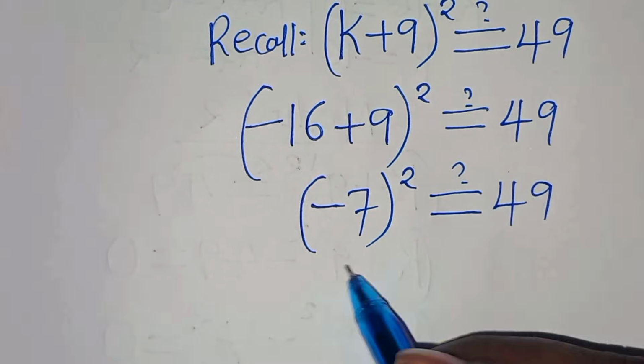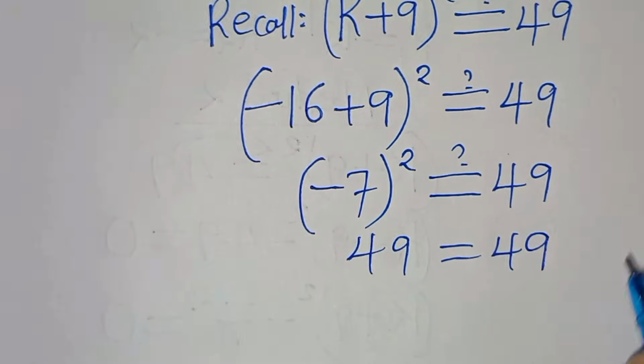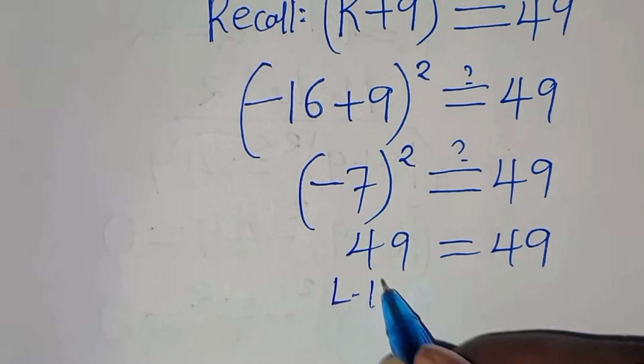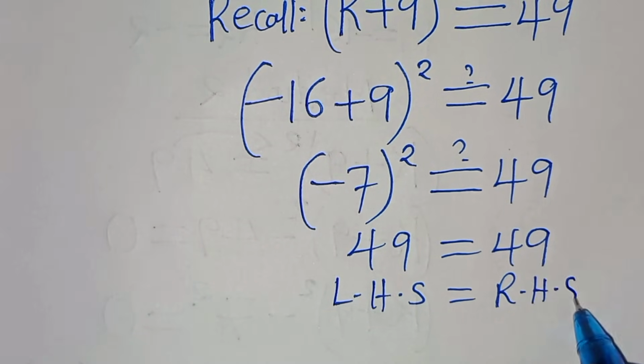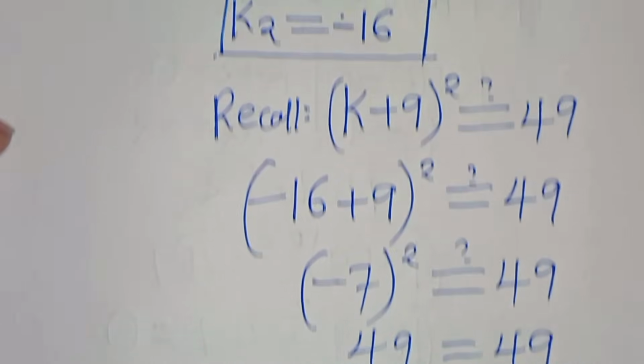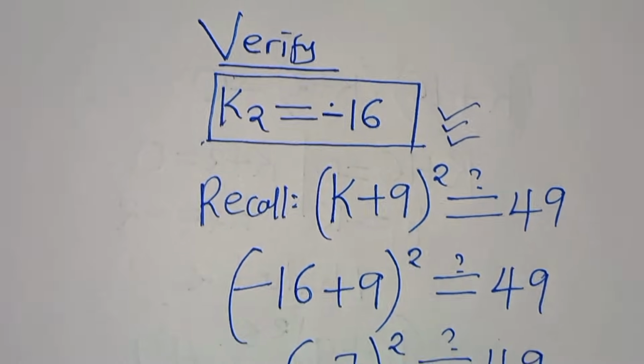So minus 7 squared, this is 49, which is equal to 49. So this implies that the left hand side is equal to the right hand side. And this affirms that k2, which is minus 16, also satisfies the equation.